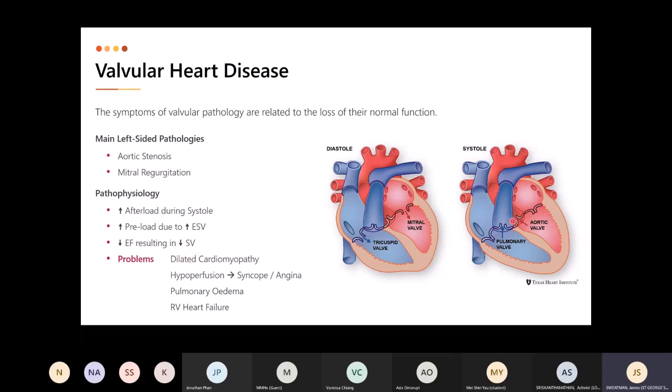So when you start exercising, you can get hypoperfusion, and you can get syncope, and you can get angina. So you don't have enough cerebral perfusion, you don't have enough coronary artery perfusion, so you get symptoms of angina and syncope. Obviously, because the pressure is built up in this left ventricle, that can feed all the way back through the pulmonary circulation, and that can result in pulmonary edema and ultimately right ventricular heart failure, because the right ventricle can't pump against the pressure of all that backlogged blood.